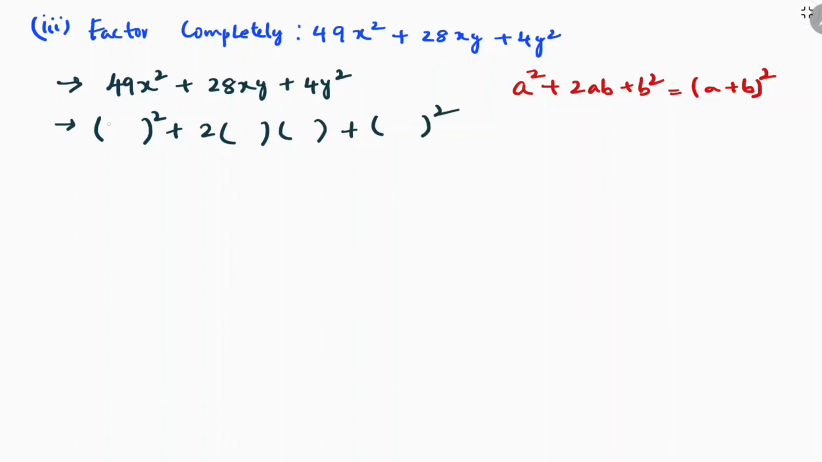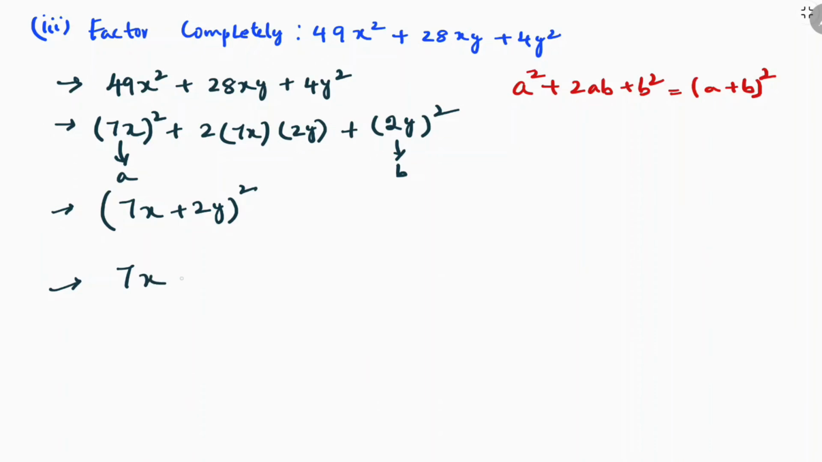+ b². So here 49 is 7², 7x, and 4y² I'll write as (2y)². Now here a is 7x and b is 2y. So 7x and 2y: clearly, 2 times 7 is 14, 14 into 2 is 28, 28xy. So it fits perfectly. So I can write directly (a + b)², that is (7x + 2y)². Or you can write this answer in another form, like (7x + 2y) into (7x + 2y).